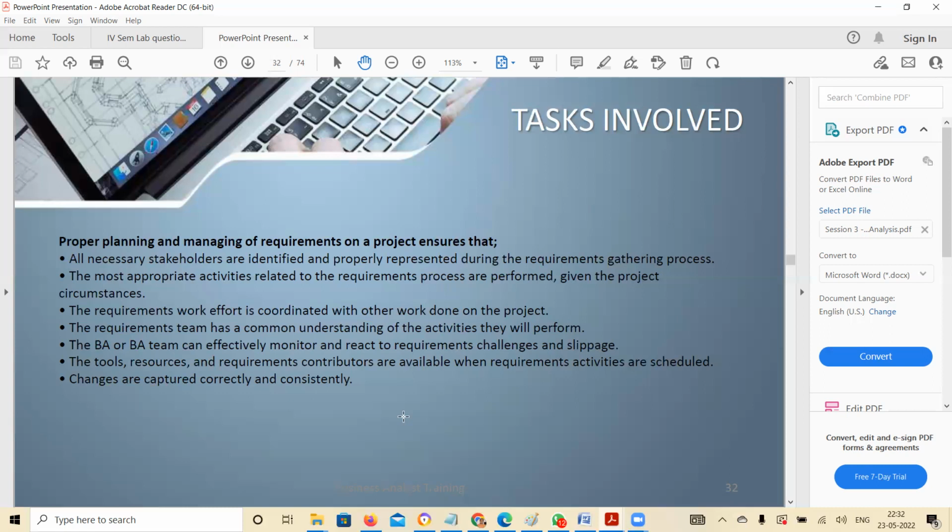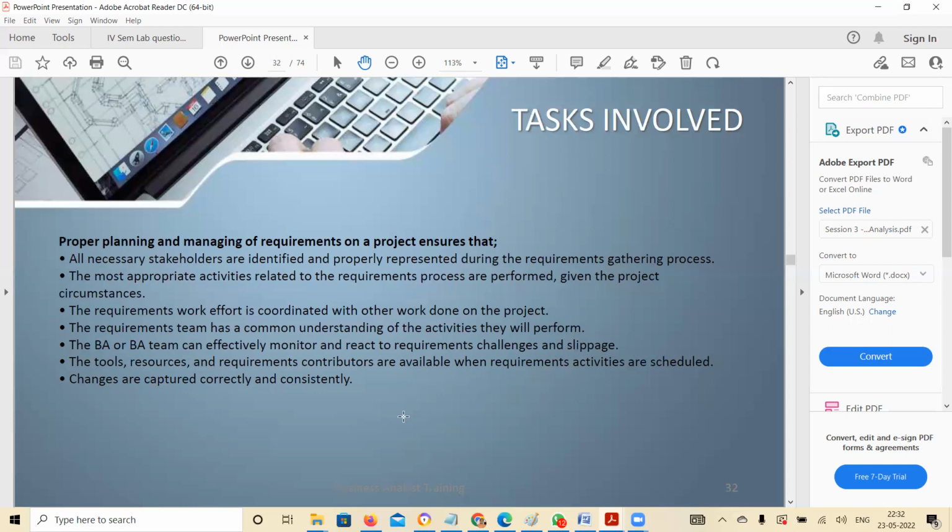Now you assign it to different BAs. We will talk about how we assign based on expertise, interest area, etc. But this point says you need to make sure that everybody understands what we are doing and why we are doing it. The BA, if it's a single BA, or the BA team, if you have multiple BAs, can effectively monitor and react to requirements, challenges, and slippage.